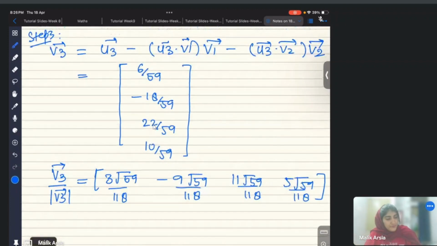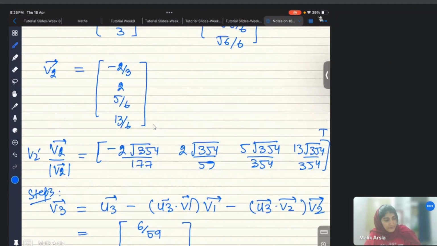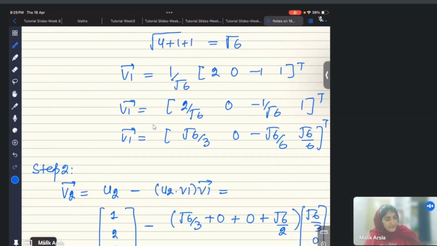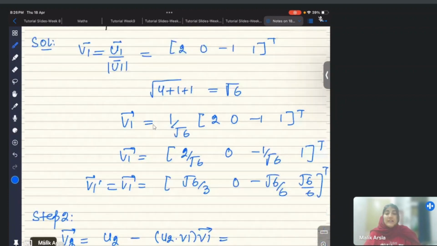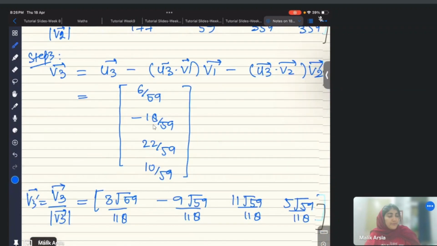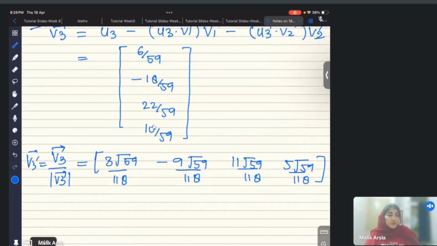So you can basically call it v3 prime, this as v2 prime, and v1 equal to v1 prime, or v1 prime equal to v1. So basically this v1 prime, v2 prime and v3 prime are the orthonormal bases for the vectors u1, u2 and u3 which had been given in the question.